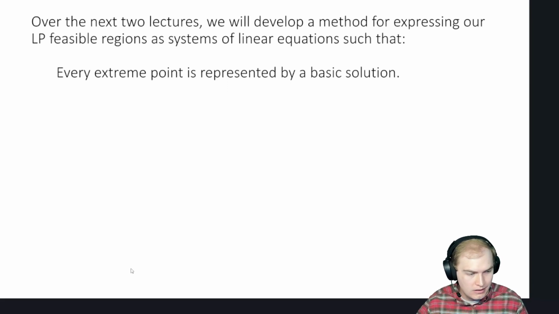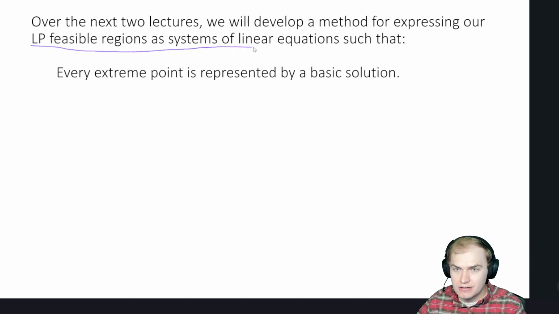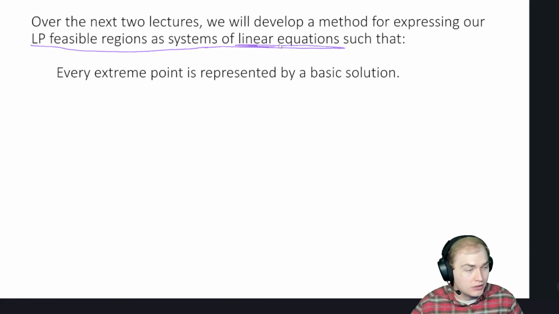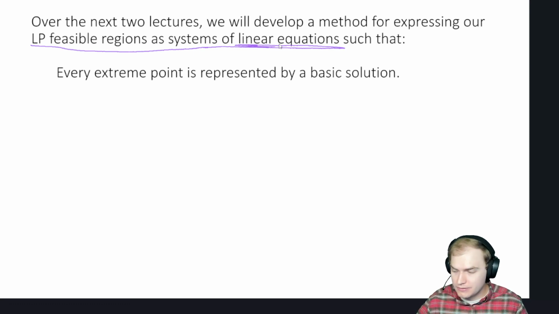Starting on Monday, we will go over a method for expressing LP feasible regions as systems of linear equations instead of the linear inequalities that we have now. So that'll be neat to have, and will set us on the path towards finally solving LPs.